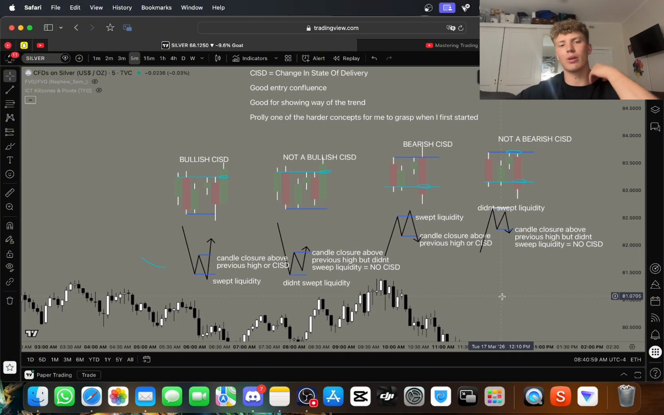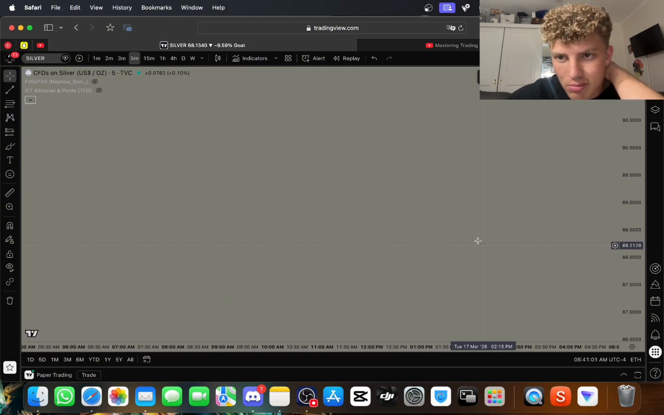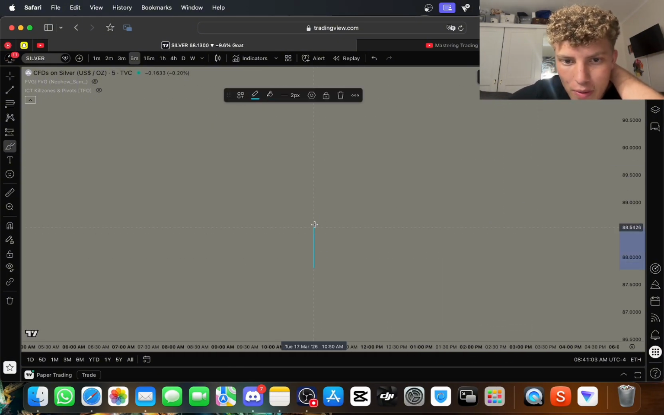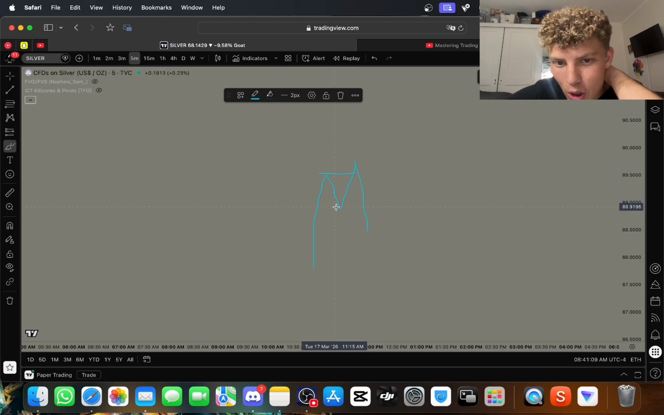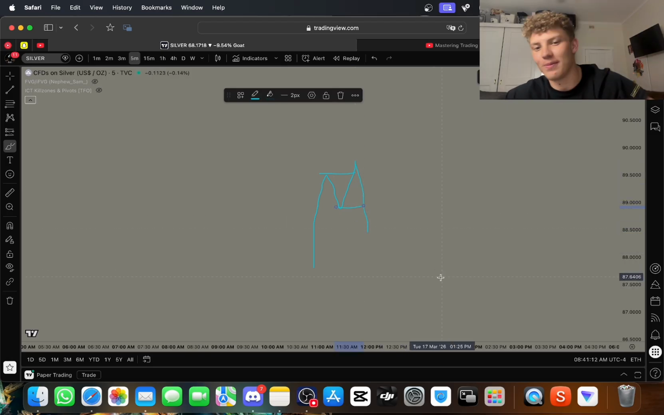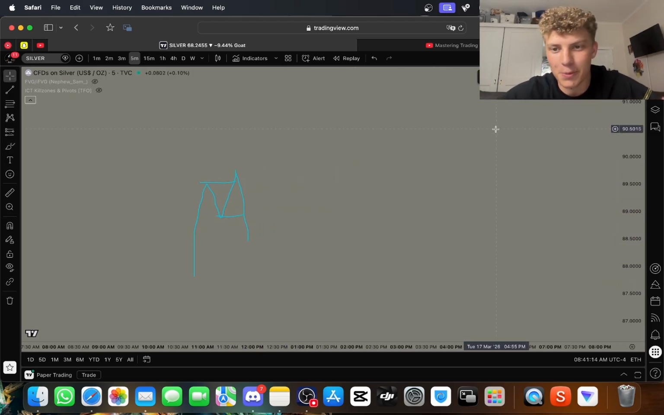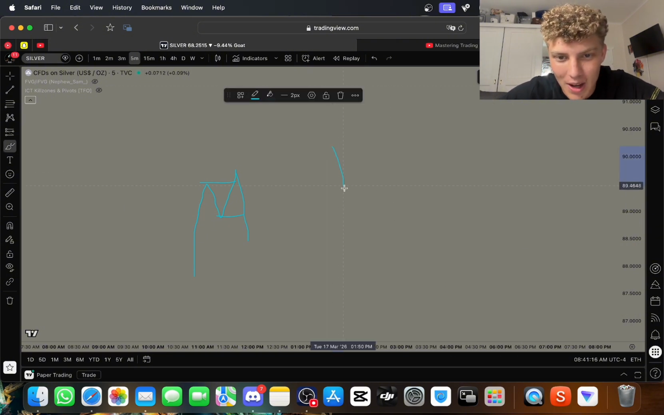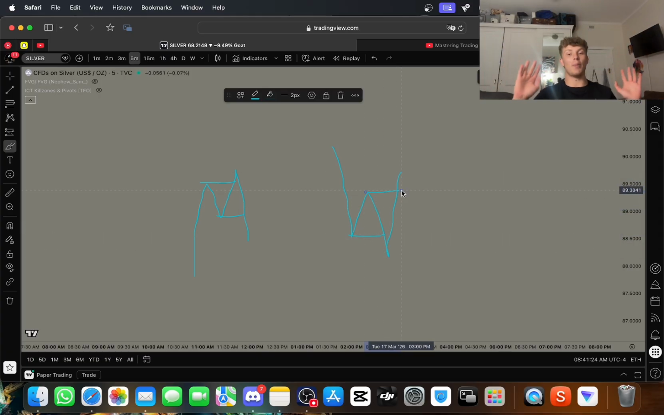But hopefully that sort of sums up what a CISD is. It's literally just, there's a move up in the market. We move lower. Sweep liquidity. Close below this low. Literally as easy as pie. And then the bearish example, we go down. We move higher. We sweep previous liquidity, and then we close above this high. Could not be simpler than that.